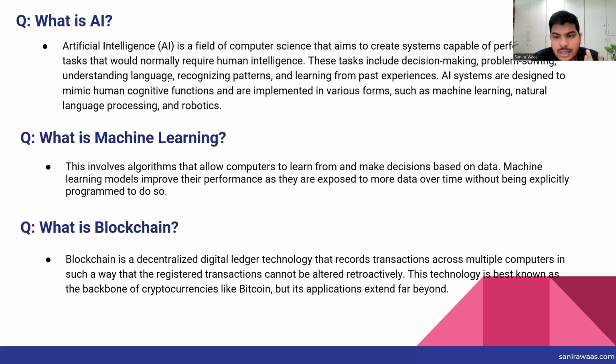Then blockchain. Blockchain means it's more of a decentralized ledger, right? Blockchain is a decentralized ledger, where everything happens through multiple computer networks, right? Specifically, Bitcoin happens through blockchain, where there is no centralized ledger.